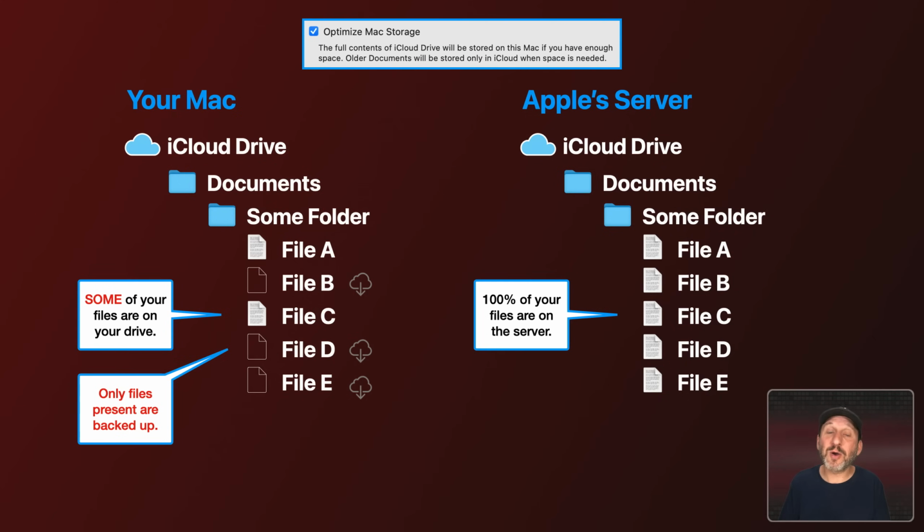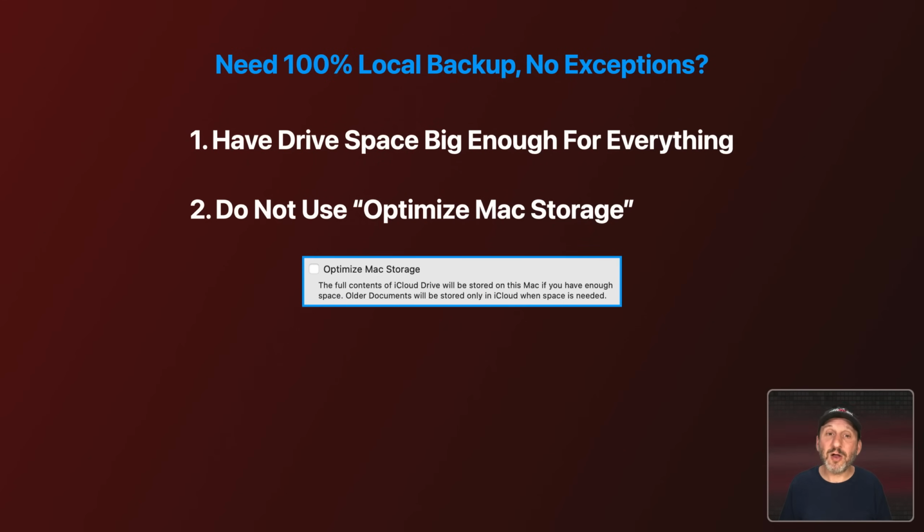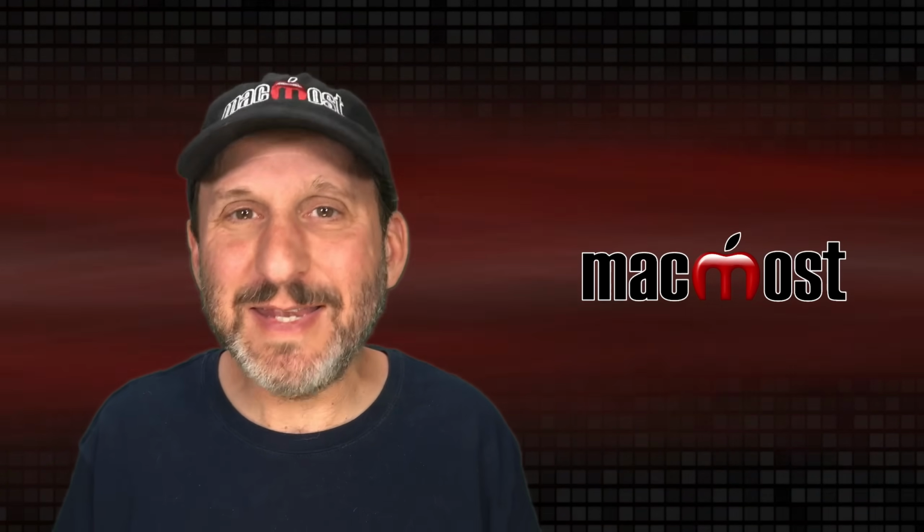The contents are missing. So if you need 100% local backup, all your files there all the time, no exceptions, then there are two things you need to do. First is your drive needs to be big enough to hold everything. If you have a terabyte of data, you need to have a terabyte, probably 2 terabytes really, of drive space on your local Mac. Then step 2 is make sure Optimize Mac Storage is turned off. This ensures that all your files are local as well as on the server at all times, and Time Machine can back everything up. But do you actually really need that?